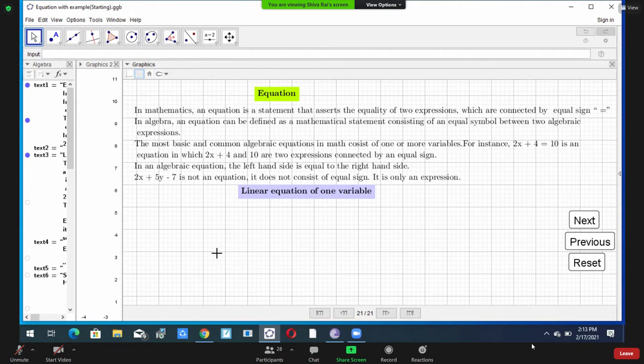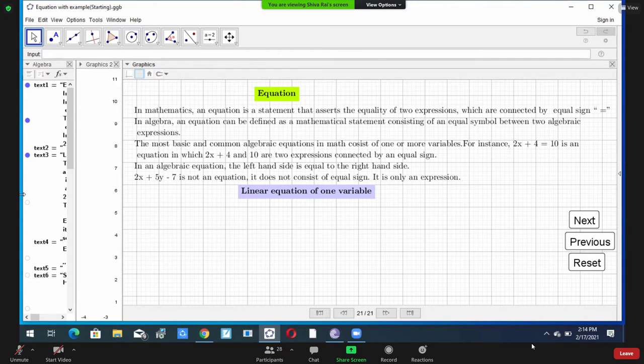And they are connected by equal sign. Okay, they are connected by equal sign. So it becomes equation. If there is no equal sign, it's not equation. Let's see here another one.